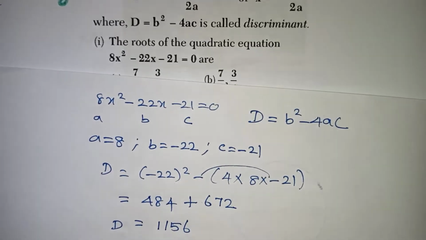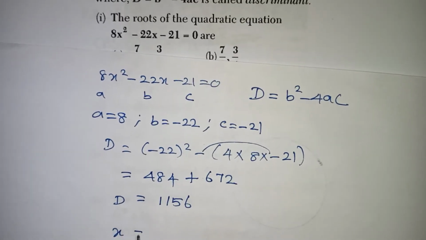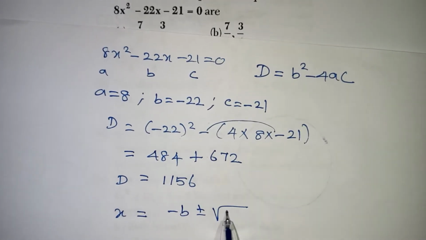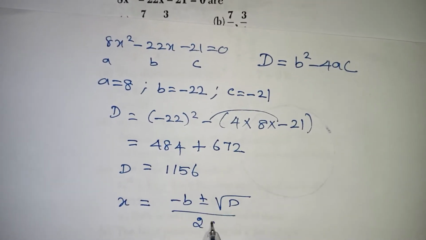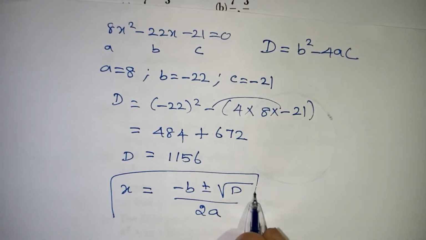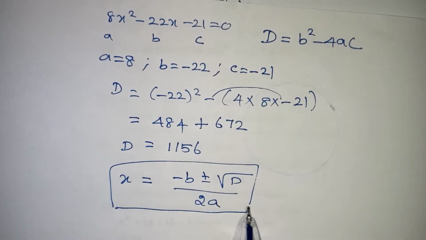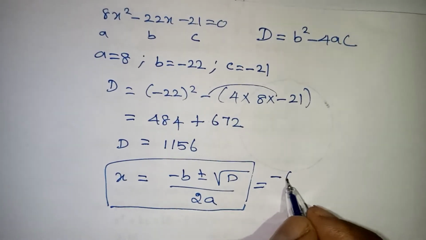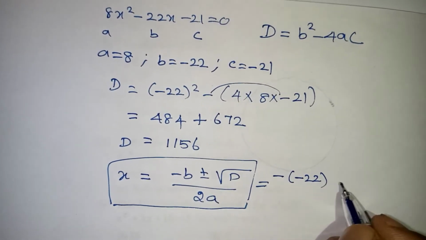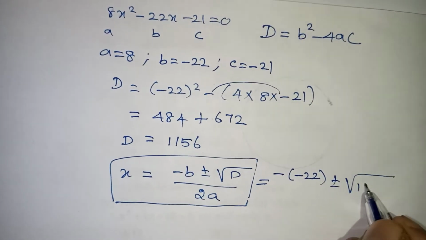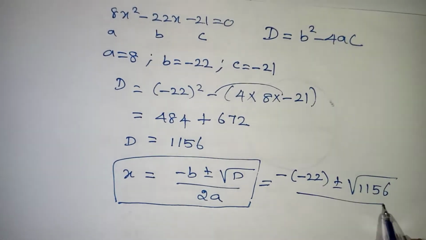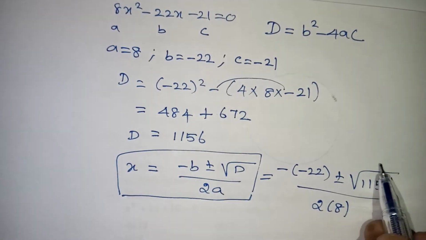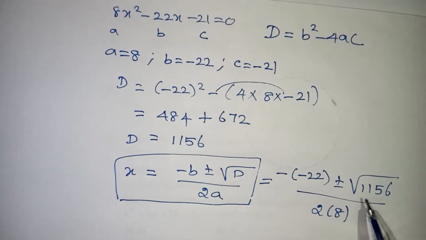Now we'll go on to the formula, that is x is equal to minus b plus or minus root of discriminant value by 2a. This is the basic formula for the quadratic equation to find the roots. Now let's apply it here. Minus of b value, b is minus 22, so minus of that, plus or minus root of 1156 divided by 2a. 2 into the a value, which is given as 8. Now we have to find the root of this number. Very simple.